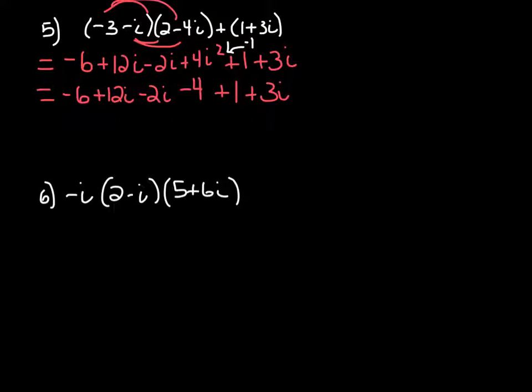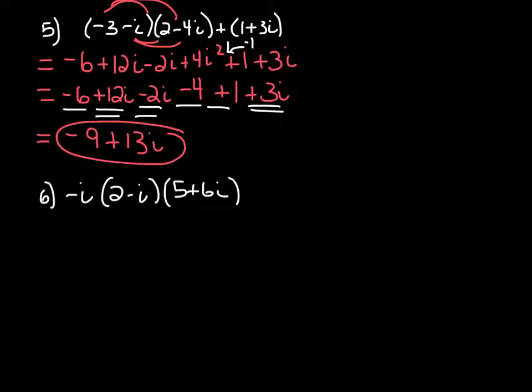Okay, so when we combine our like terms, we are just going to combine, I guess, our whole numbers. So we have a negative 6, a negative 4, and a positive 1, so that's going to give me negative 9. And then when we combine our i's, we'll have a 12i minus a 2i, which is 10i, plus 3i, which is positive 13i. So we have negative 9 plus 13i. And again, if you want to check, just plug this entire original expression into your calculator and hit enter, and your calculator will tell you negative 9 plus 13i.